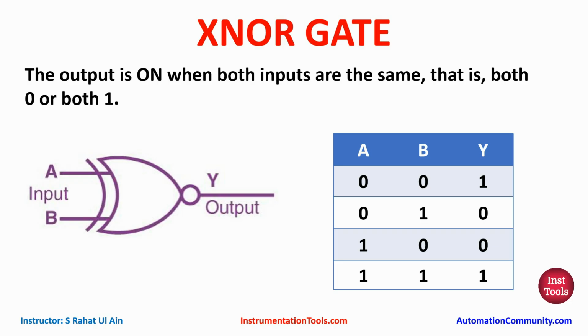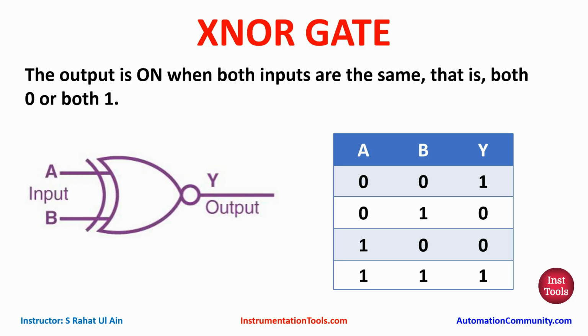Similarly, XNOR gate. The output is on when both inputs are the same, that is both 0 or both 1. As you can see in the table, when both the inputs are false, the output Y is true, and when the states of the two inputs are different, that means one is off and another is on, or one is on and another is off, then the output Y will be off. And when both the inputs are true, when both the inputs are on, then the output Y will be on.